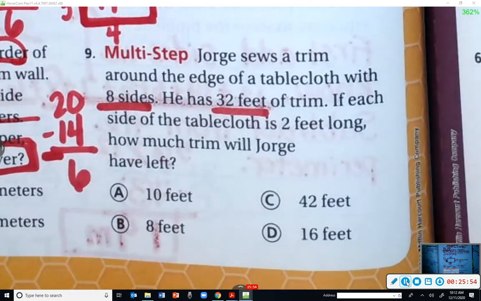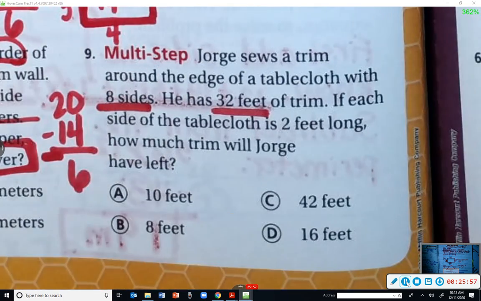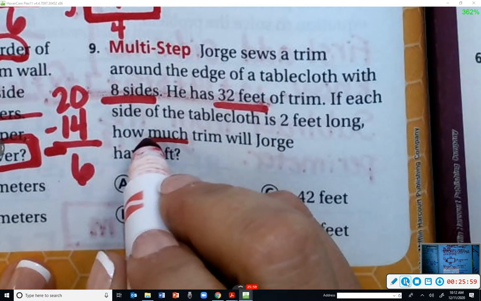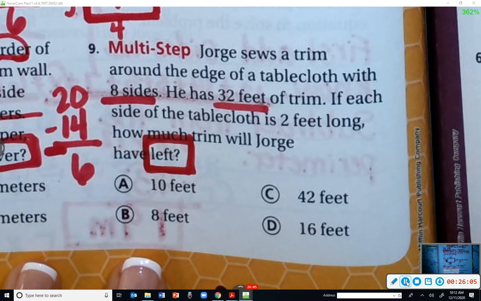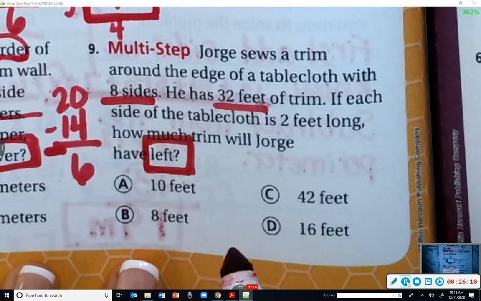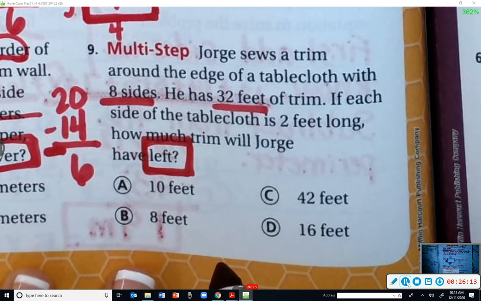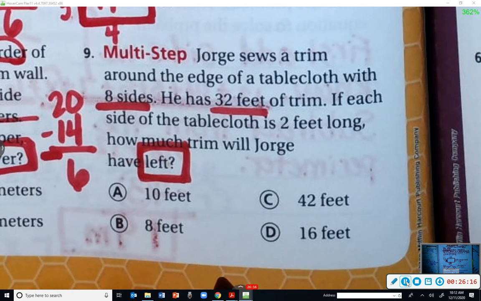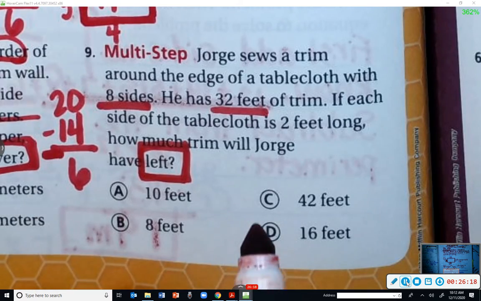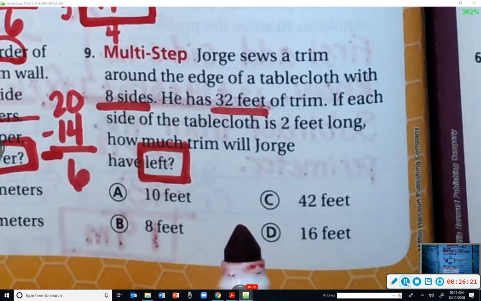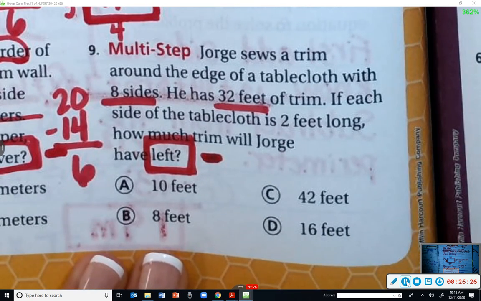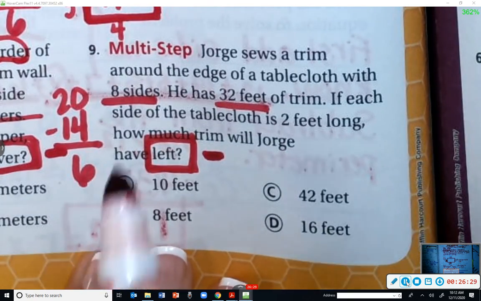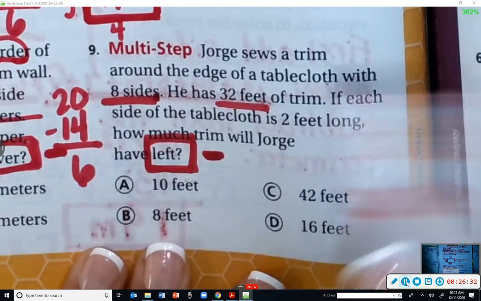Did you hear a key word in there? Yes. What was it? Left. And what does that mean? Left means to either add or subtract. What do you think? Subtract. So I know one thing I need to do is subtract. Okay, but first I need to find how much trim Jorge is using for the tablecloth with 8 sides.